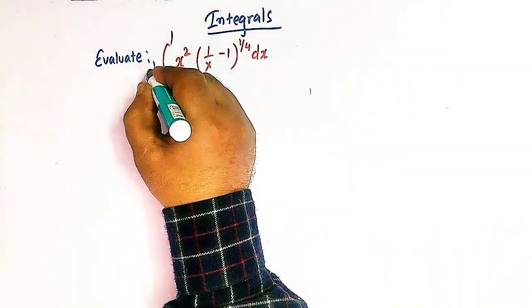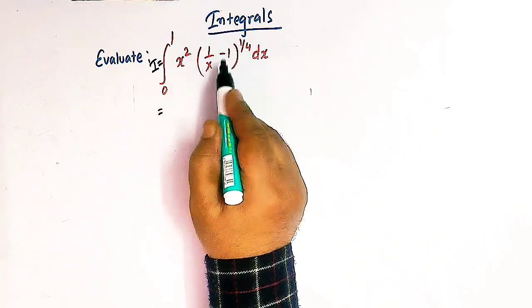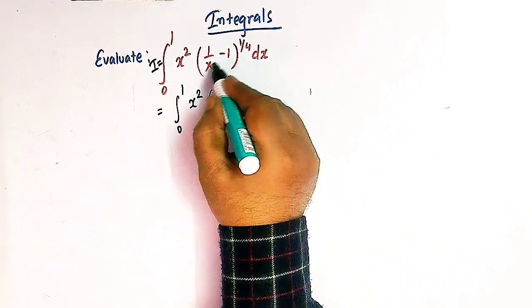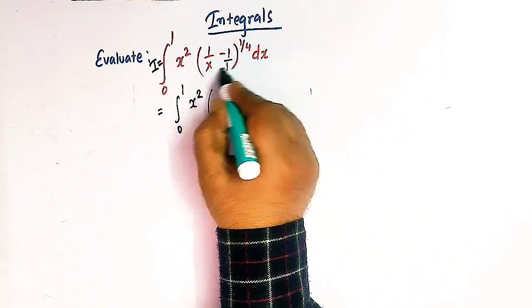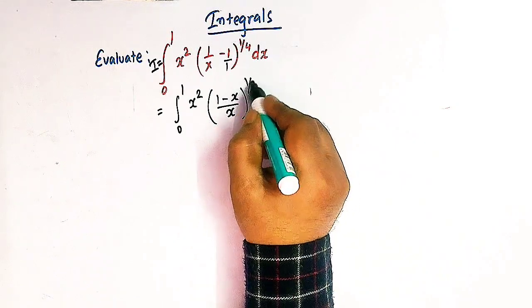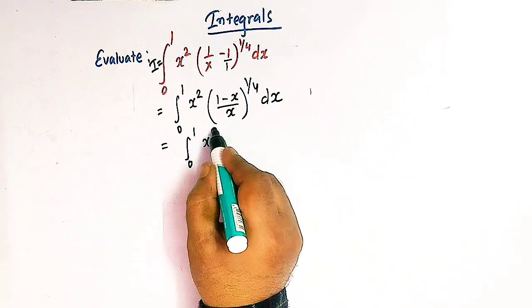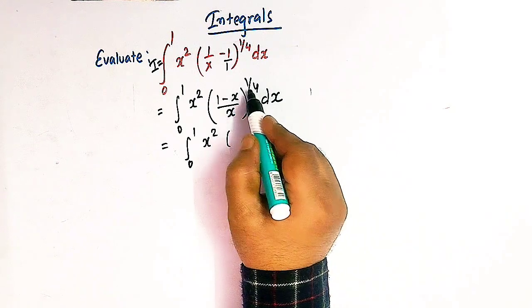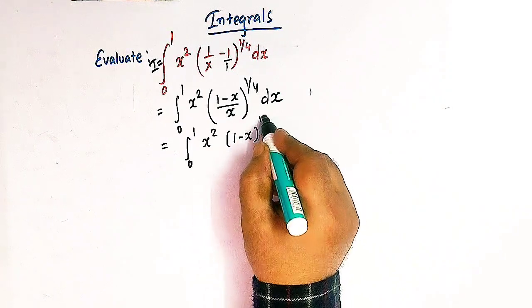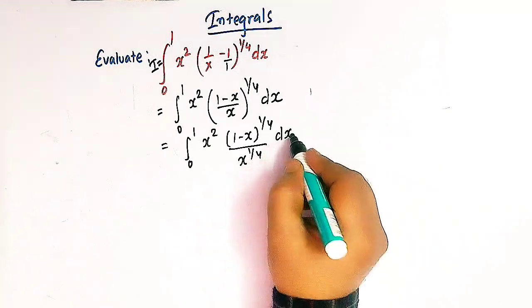So let us first call this integral as I, right? And here initially we'll make some simplifications. So here we have 0 to 1, we have x square, and we can take here the LCM, that is x. So we have 1 minus x over x raised to 1 by 4 dx. So let us rewrite this integral as x square and distribute this power 1 over 4 to 1 minus x and x. So we have 1 minus x raised to 1 by 4. Here we have x raised to 1 by 4 dx.